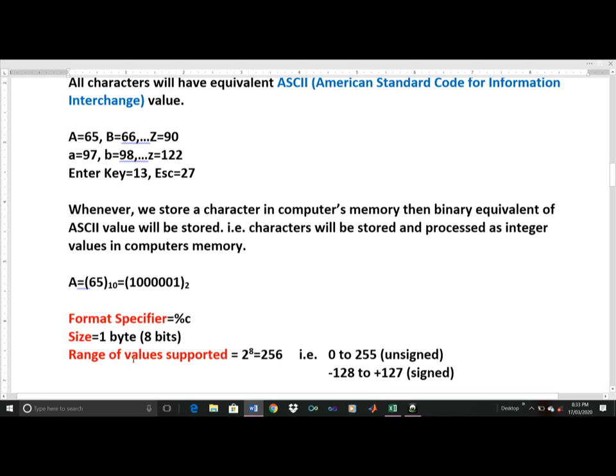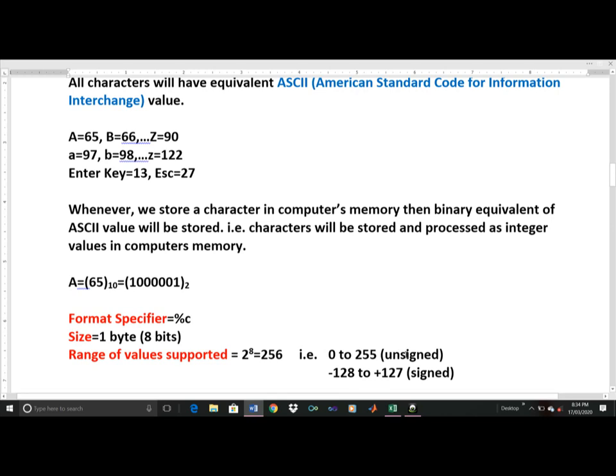What is the storage range supported by a character variable? 8 bits means we combine zeros and ones 8 times. 2 raised to 8 is 256. That means we combine zeros and ones differently, how many times? 256 times. That means the storage capacity starts from 0 and ends with 255. That means we can store a value between 0 to 255 within an unsigned character variable.